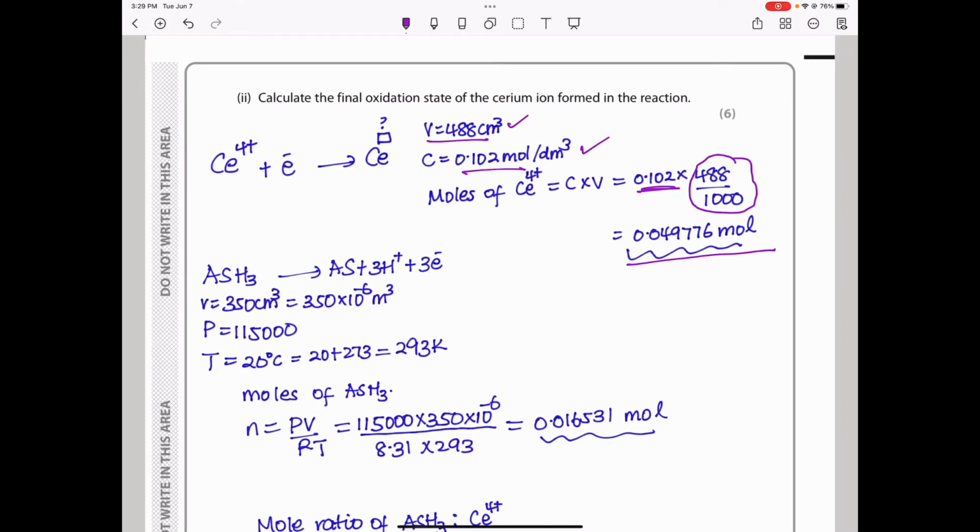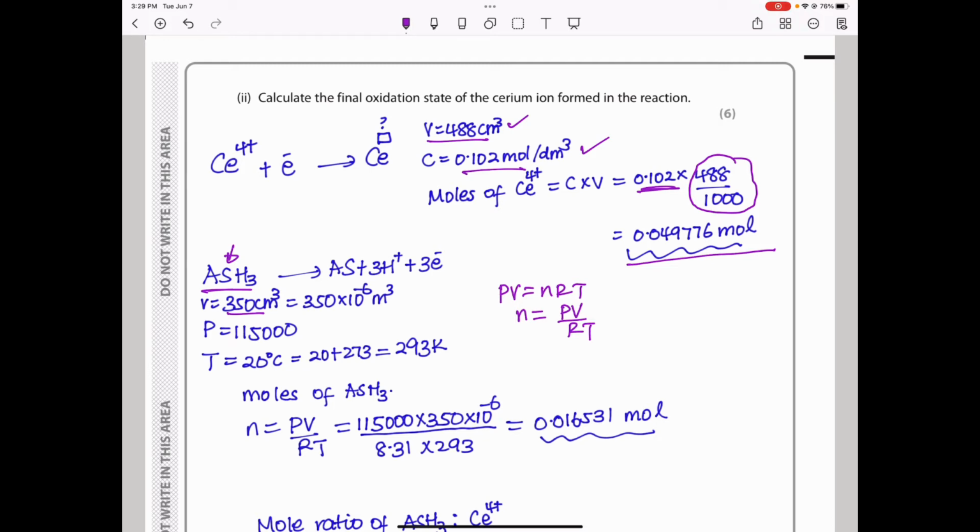Now, remember these two are reacting. We have two half equations that are going to be combined. This part here was for cerium. Now, when we come back to arsine, we have a volume of 350 centimeters cubed, and remember, we use PV equals nRT. The reason for this is we want to find the number of moles of this gas. To find the number of moles, it's going to be PV over RT.